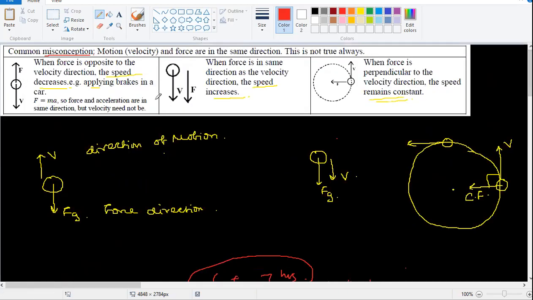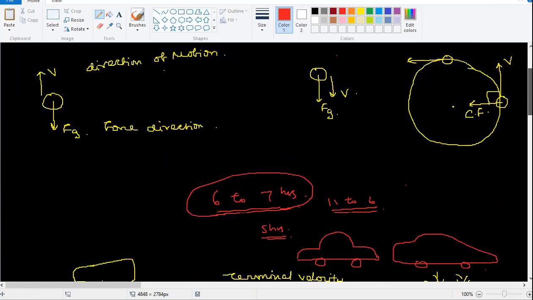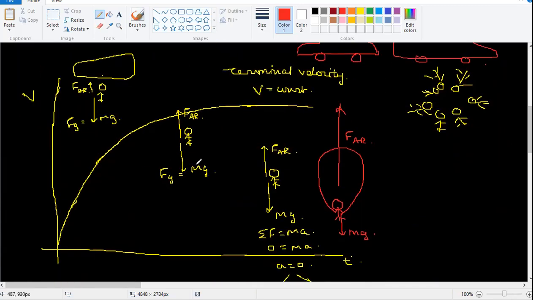What did we study in the concept here? When the force and direction of motion are opposite, what happens to the speed? It decreases, right? Sorry, decreases. So earlier the speed kept on increasing. Now what happens is the F net is upwards. So take it down properly. F net is upwards.